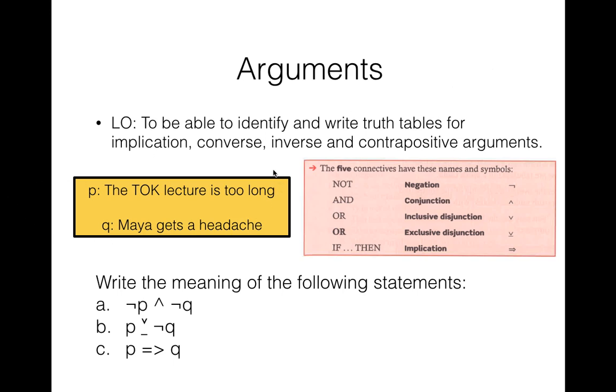And we've got 2 example statements. You'll be pleased to know we're going back to 2 again. So we've got P, the TOK lecture is too long, and Q, Maya gets a headache. So I just want you to try writing the meaning of these statements here using those 2 sentences. So pause for a second and see if you can manage that.